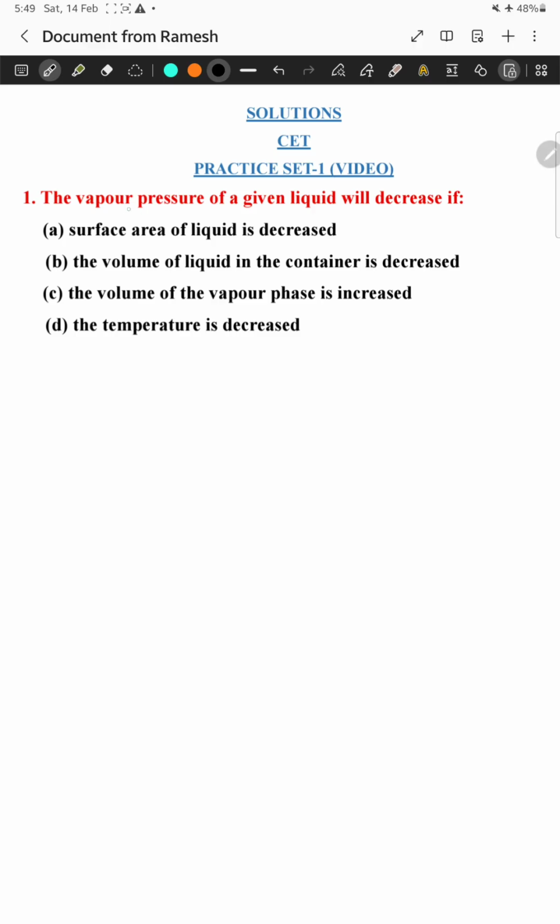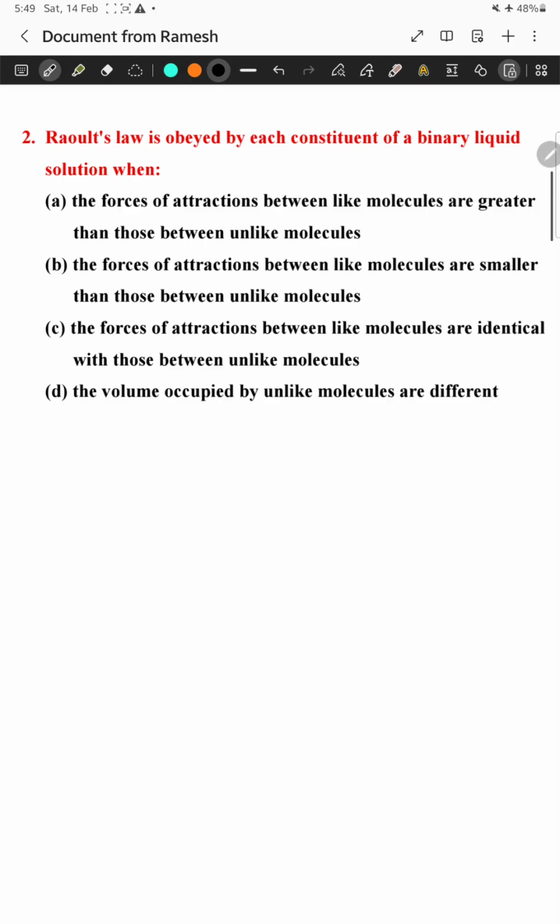Read question number 1. The vapor pressure of given liquid solution will decrease. So vapor pressure of liquid is directly proportional to temperature. So what does it mean? If temperature decreases, vapor pressure also decreases. So if you read all the options, you will get the correct option is the fourth one. If temperature decreases, vapor pressure also decreases. So question number 1, option 4 is the correct answer.